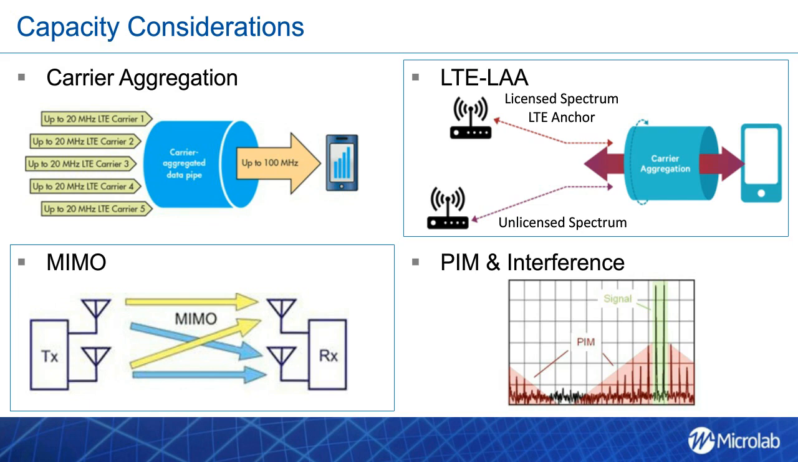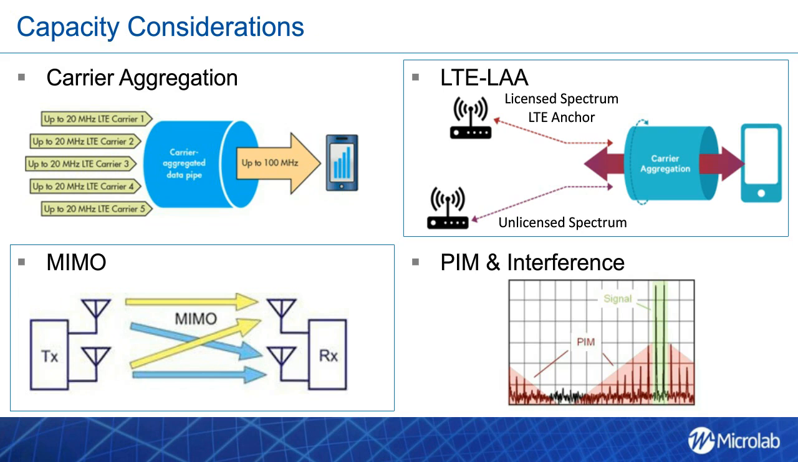LTE-LAA, or License-Assisted Access, uses carrier aggregation but in unlicensed spectrum bands like CBRS at 3.5 GHz and Wi-Fi from 5 to 6 GHz. This year, we have seen customers designing in this feature in a much higher proportion. All the carriers have talked about using LAA to achieve 1 gigabit per second throughput. According to ABI research, 21% of in-building wireless equipment sold in 2022 will support shared and unlicensed spectrum.